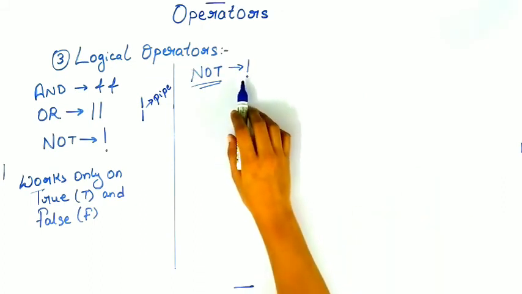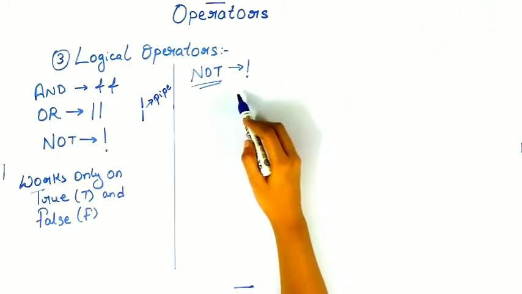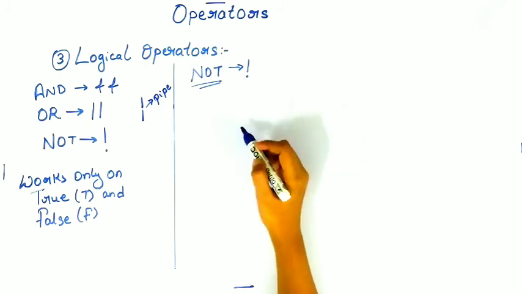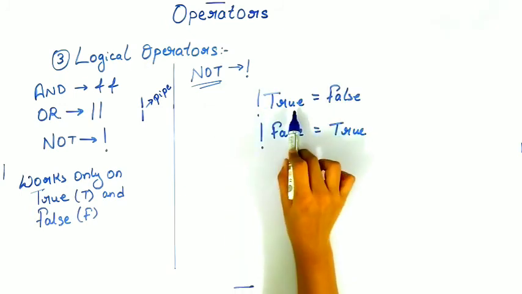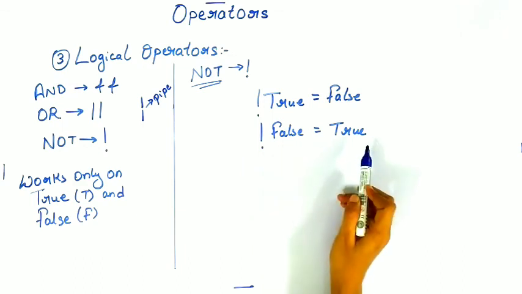This NOT operator negates the value. Negates means it will turn true to false and false to true. That is, not true equals false and not false equals true.